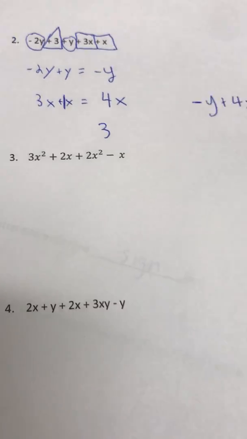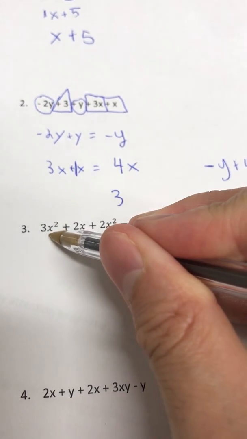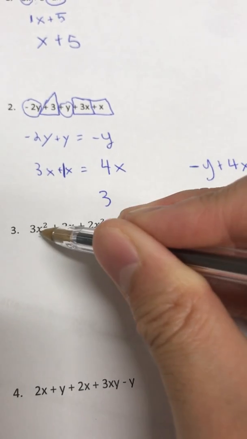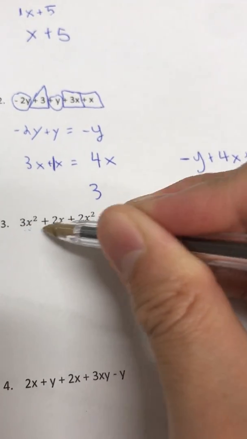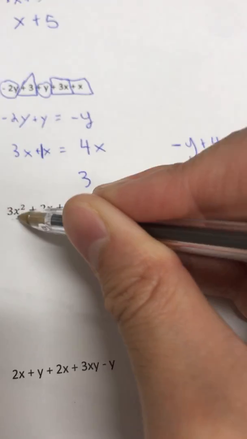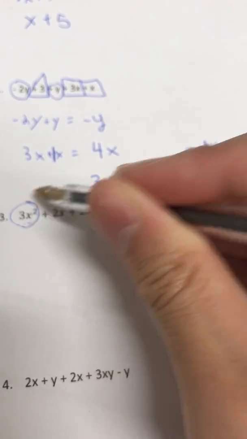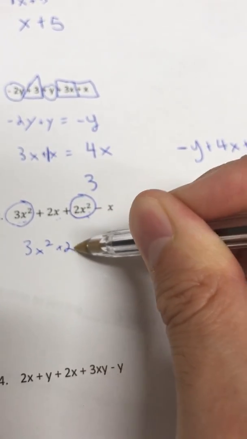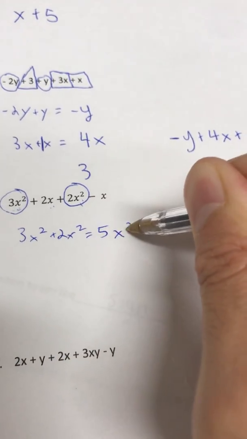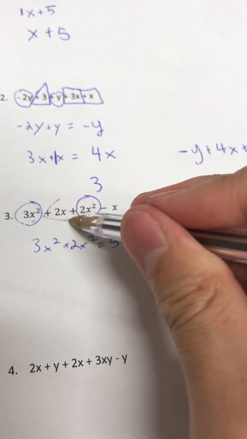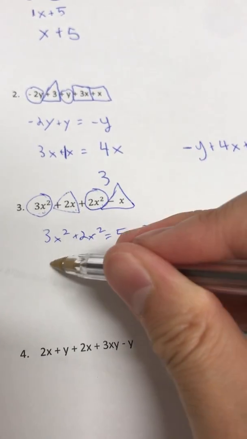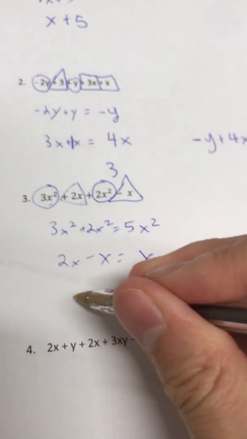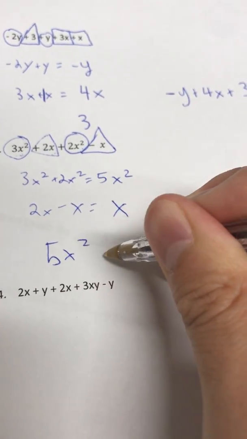Let's go on to this one. We can combine the x squareds with other x squares because they're the same variable. X squared is not the same thing as x, so I can't combine these, but I can combine x squared with x squared. 3x squared plus 2x squared equals 5x squared. Now we have 2x minus x, which is just x. So your answer is 5x squared plus x.